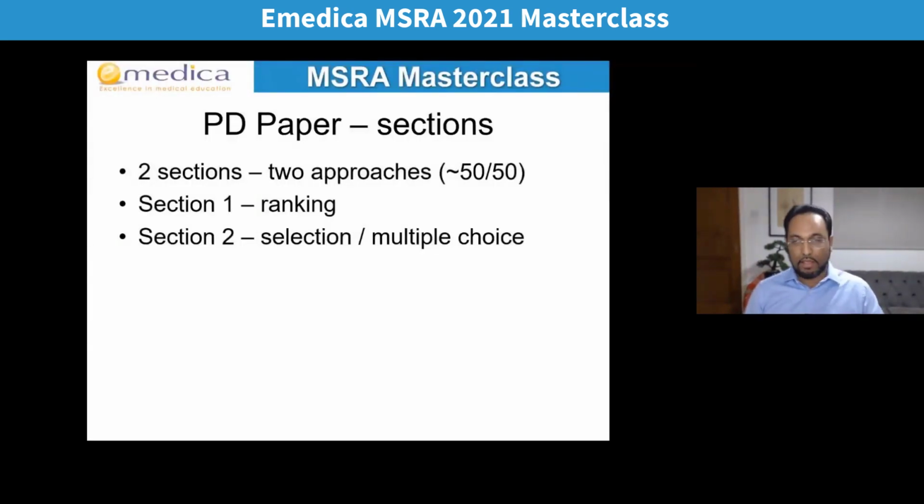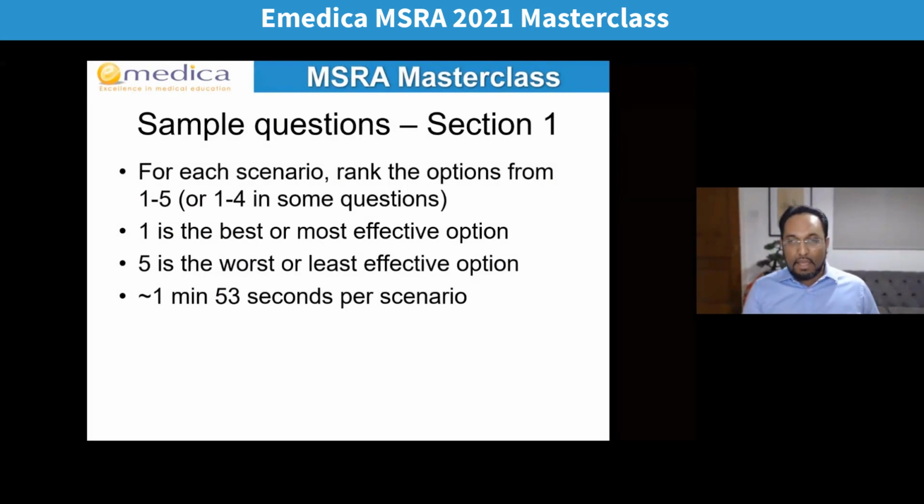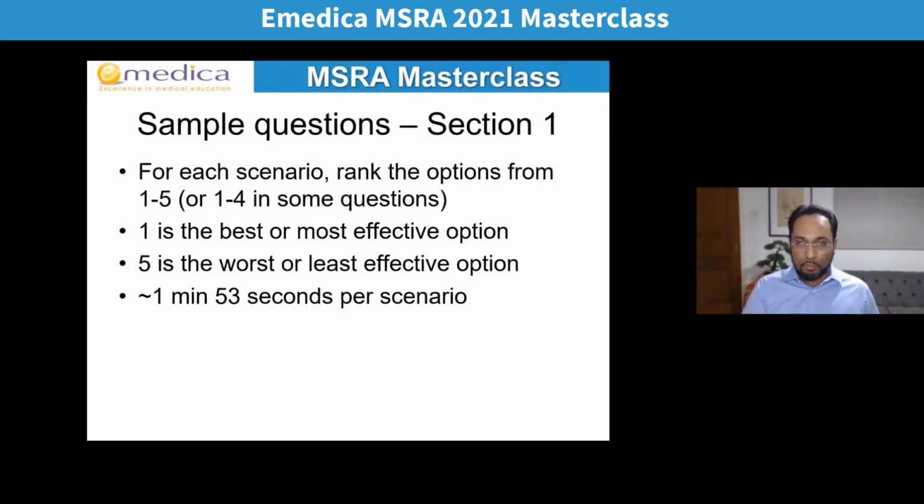We'll do one of ranking, one of selection. As I mentioned, the first section is ranking, the second is selection. So for a ranking question, you get a scenario, could be based in GP, could be based in hospital. And then there will usually be 5 options, but in some questions there will be 4 options. What you need to do is rank them, and you literally drag the boxes into the right order, okay? So 1 is the best or most effective option. If there's 5 options, 5 is the worst or least effective option.